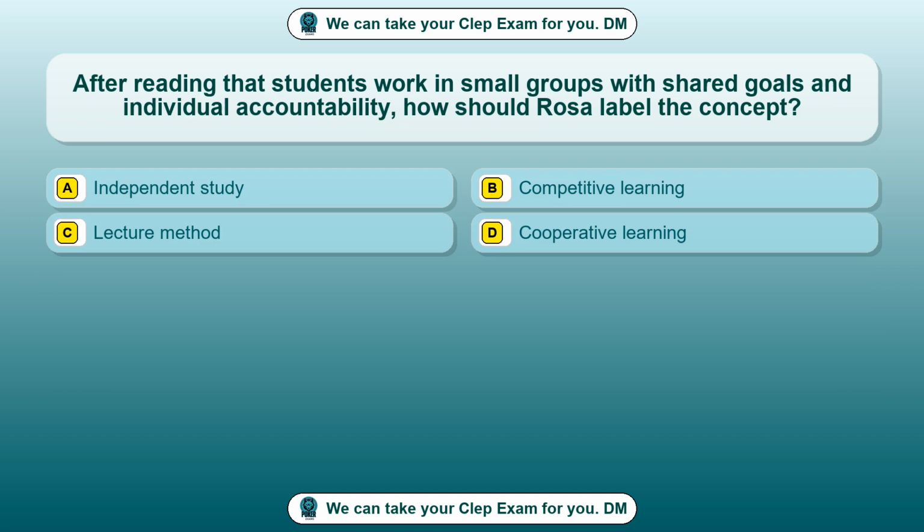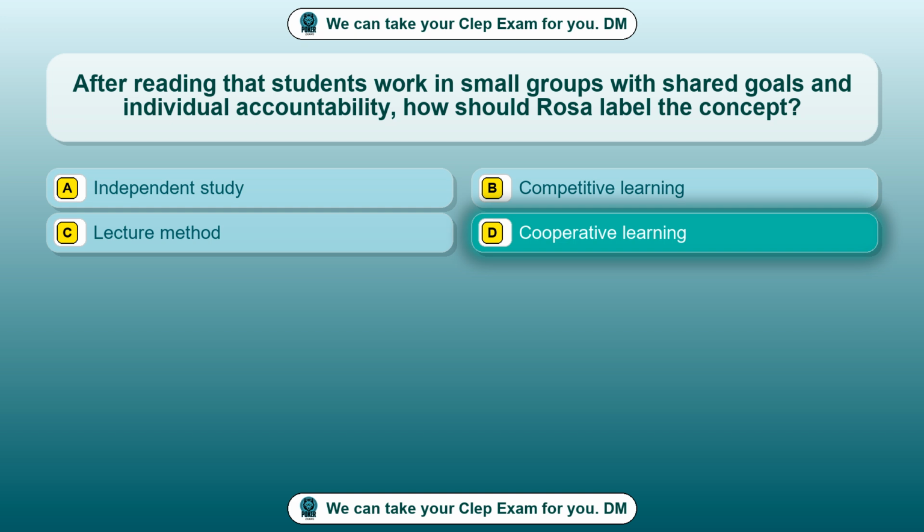Question 49. After reading that students work in small groups with shared goals and individual accountability, how should Rosa label the concept? Option A, independent study. Option B, competitive learning. Option C, lecture method. Option D, cooperative learning. The correct answer is option D.